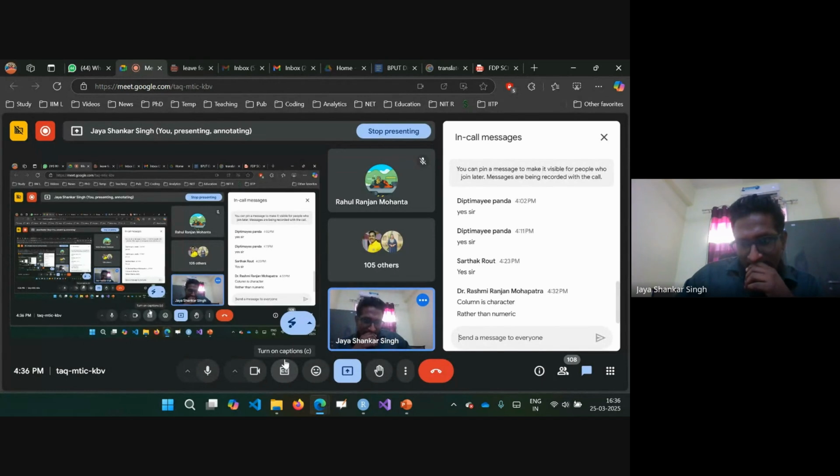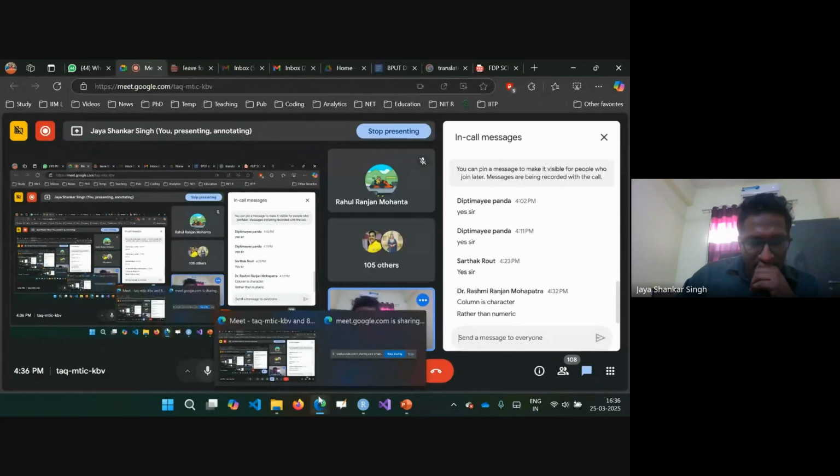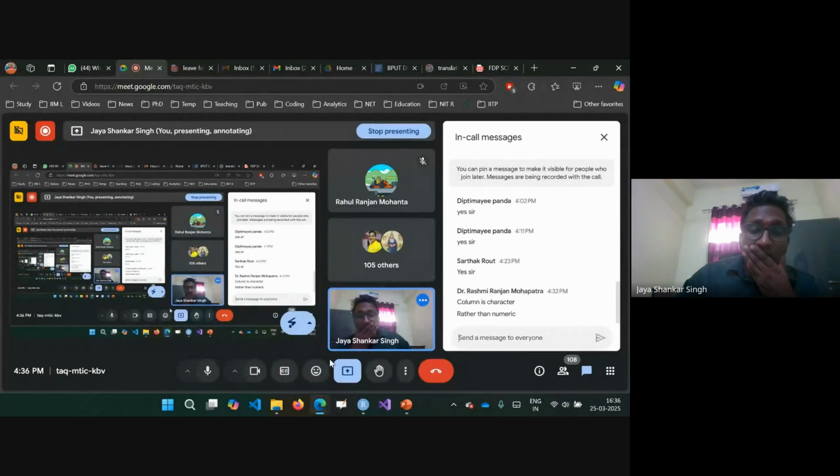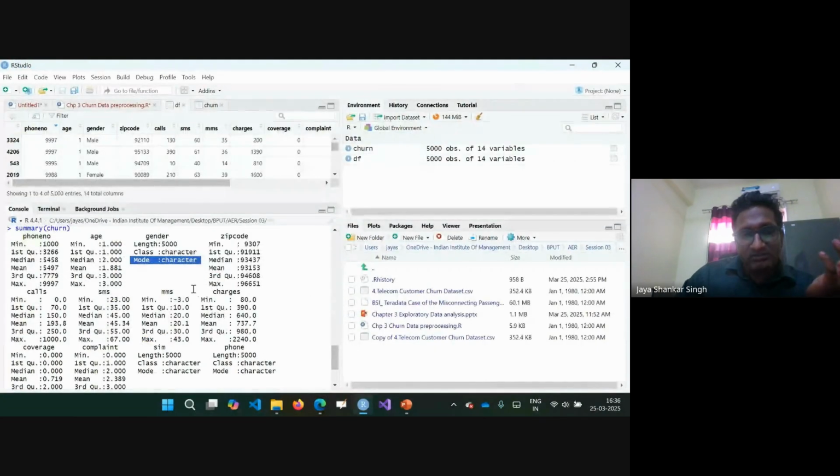Okay, fine. There is no meaning of finding the mean, median, mode of gender. Even if I use 1 to represent male and 2 to represent female, I cannot find the mean, median, mode of that. That does not make any sense.